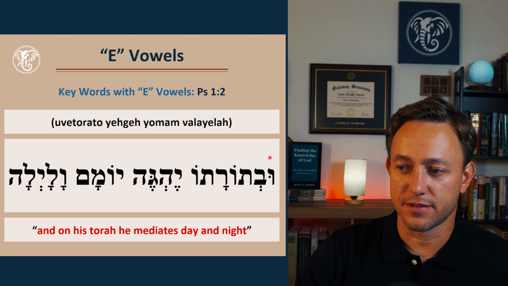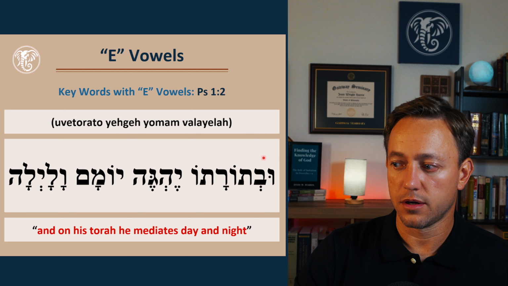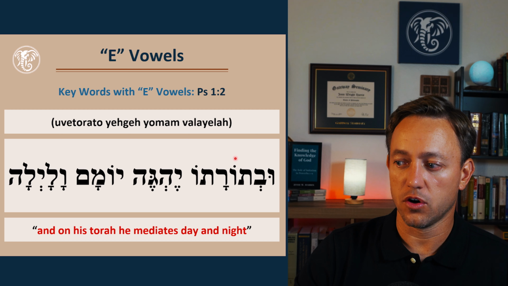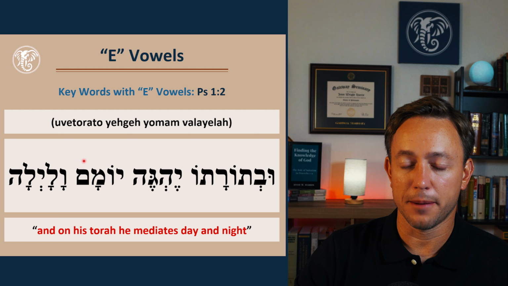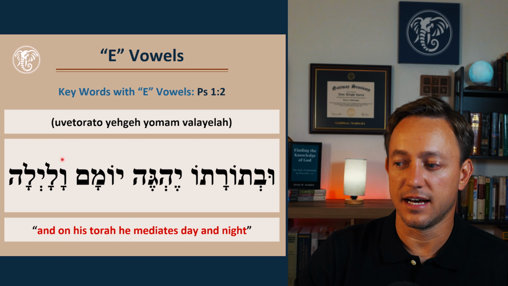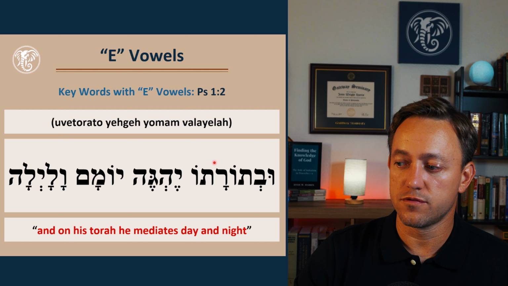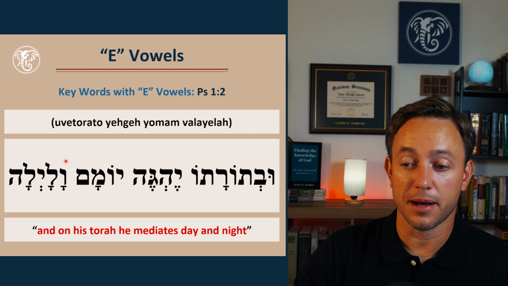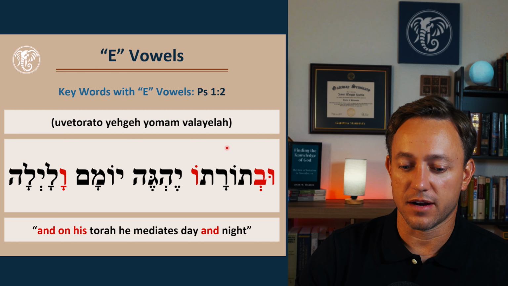And so the second half of this verse, we see u vetorato, yegeh yomam valaila. So we have u vetorato, yegeh, yomam, valaila.